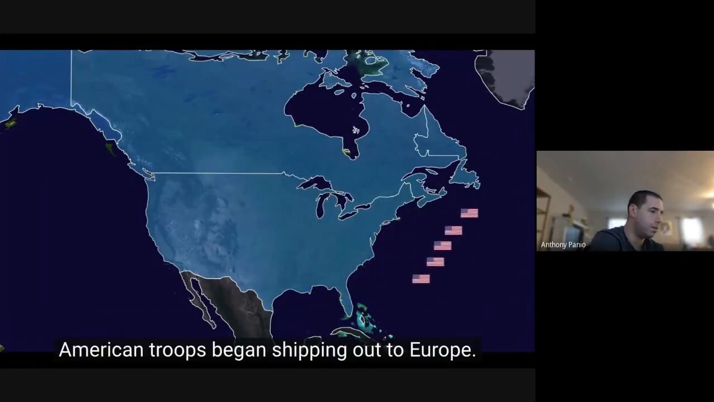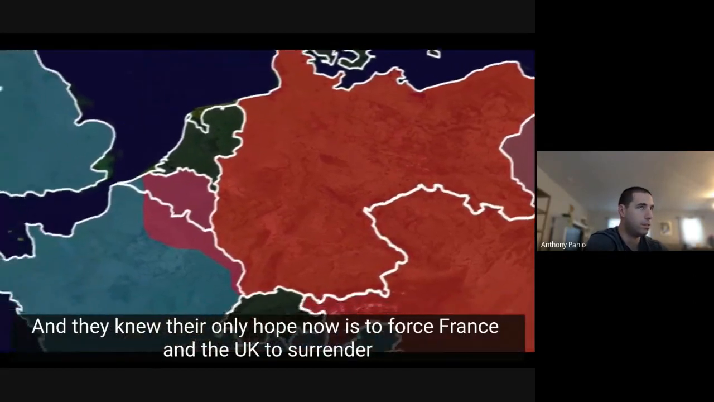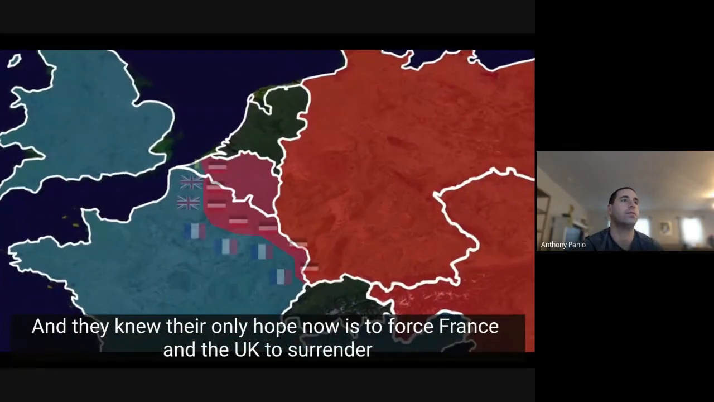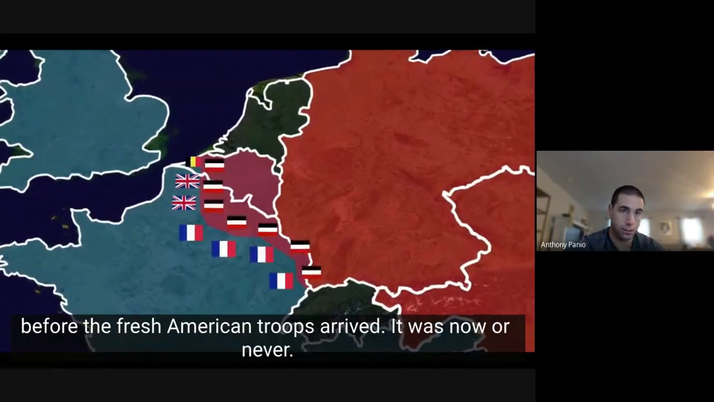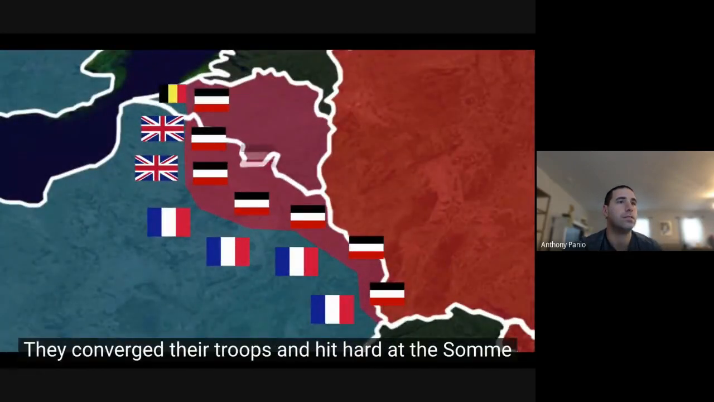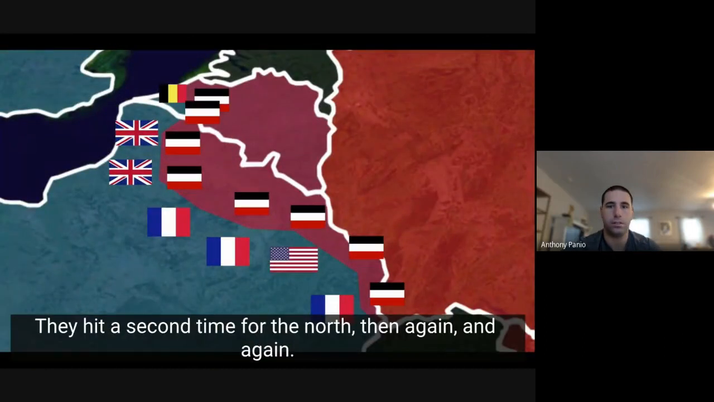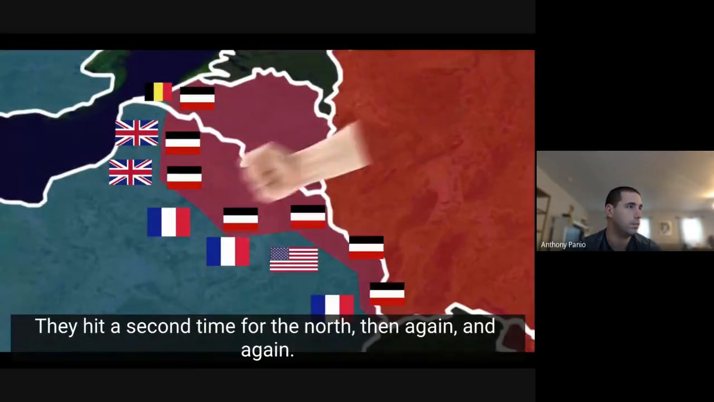American troops began shipping out to Europe. This was terrible news for Germany, and they knew their only hope now was to force France and the UK to surrender before the fresh American troops arrived. It was now or never, so they started one final attack. They converged their troops and hit hard at the Somme and pushed the Allies back. They hit a second time further north, then again and again.